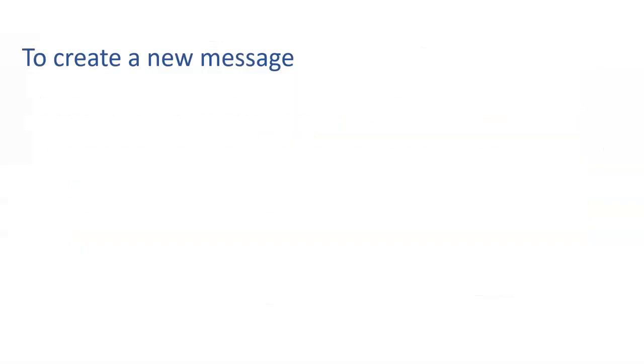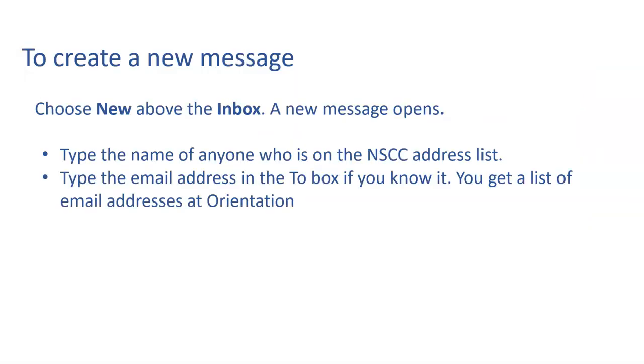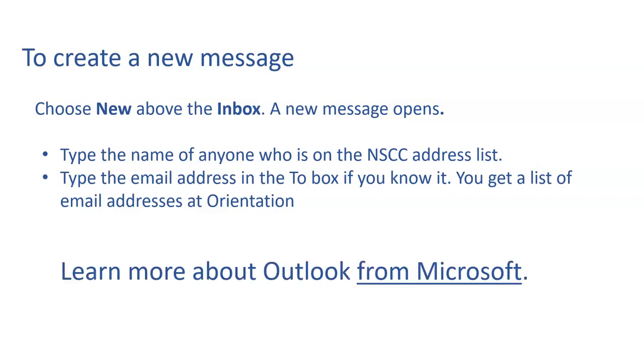To create a new message, you choose New above the inbox, and a new message opens. You type the name of anyone who is on the NSCC address list to find their email address, or if you already know an email address, you type it in the To box. You will get a list of email addresses of your instructors at orientation. You can learn more about Outlook from Microsoft. Click on that link in the big document.